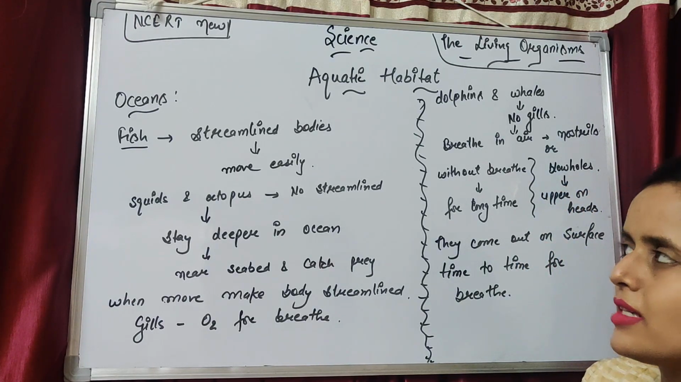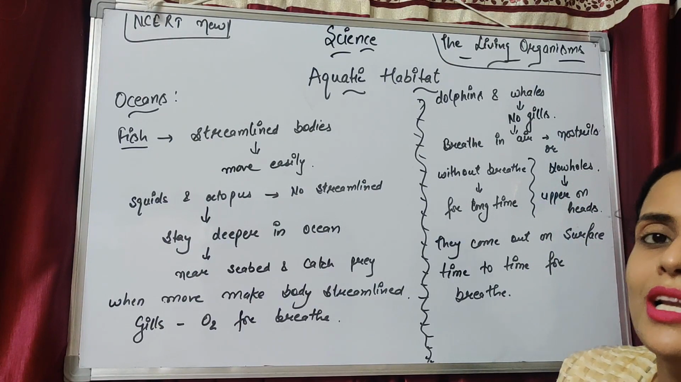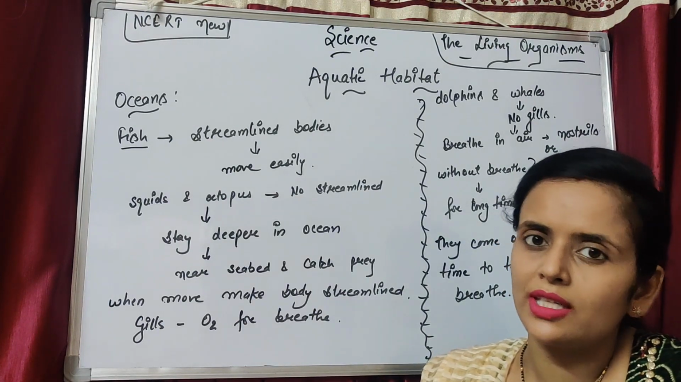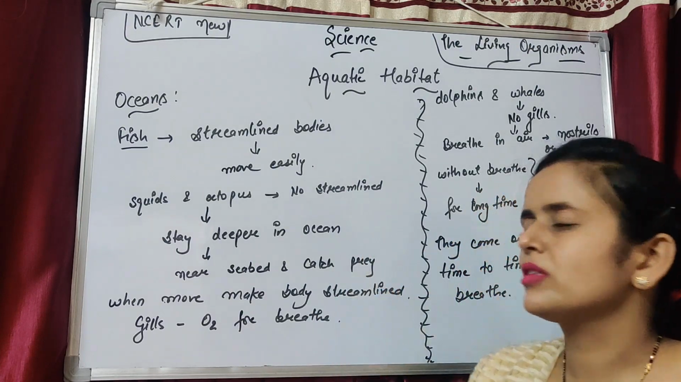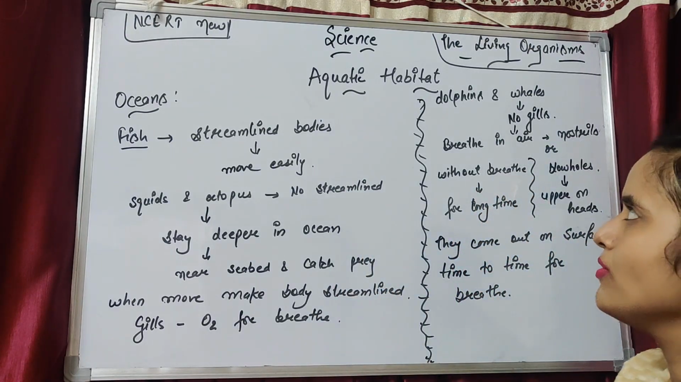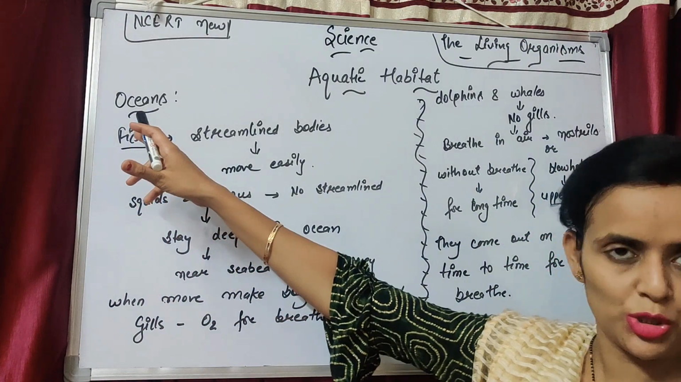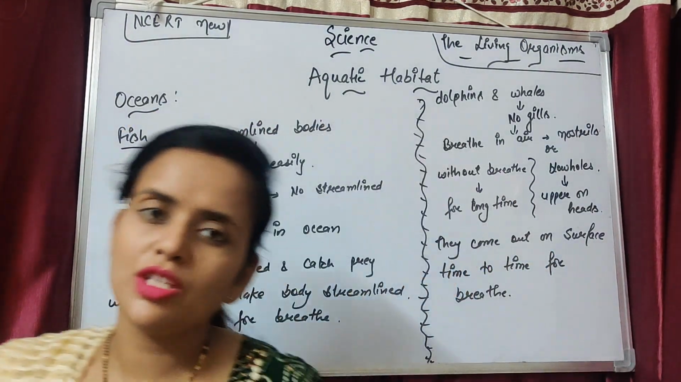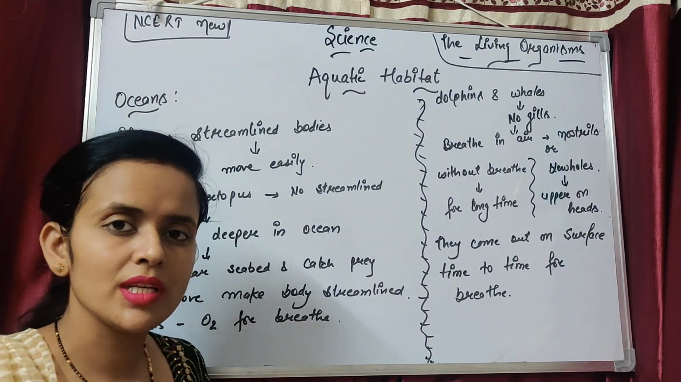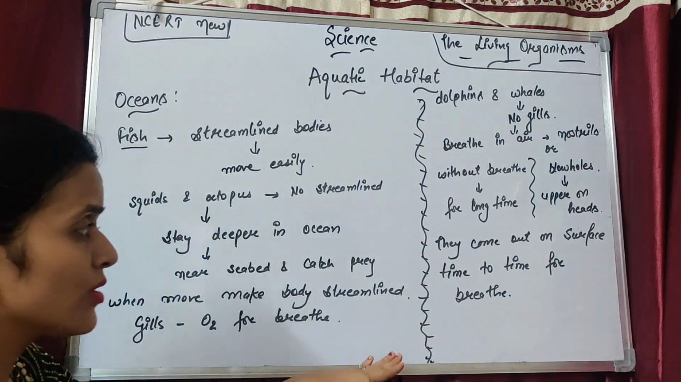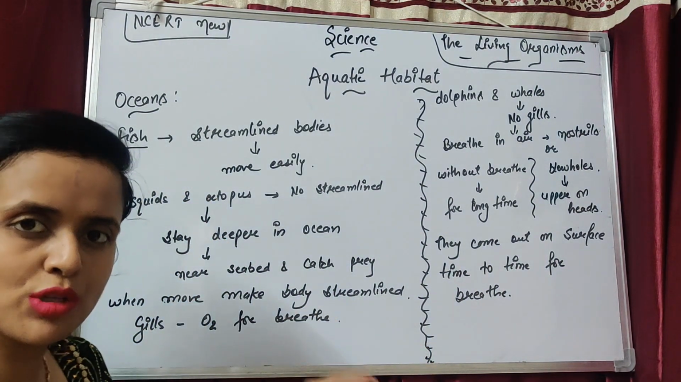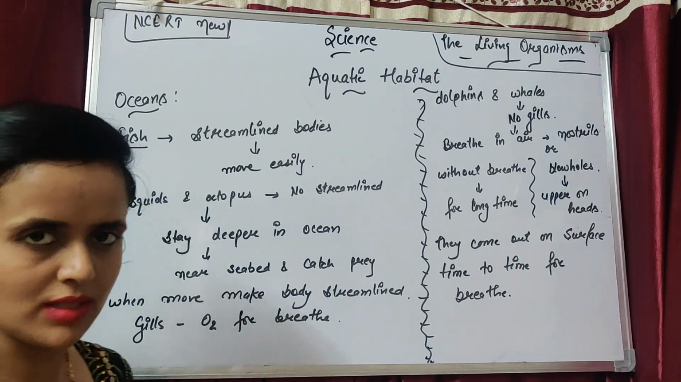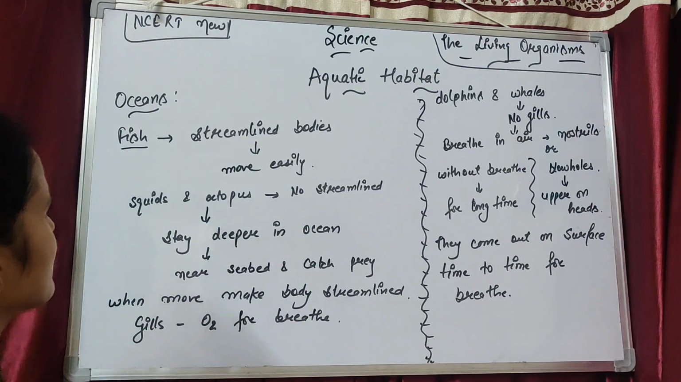There are 2 to 3 parts in aquatic habitat also, like we discussed in terrestrial habitat: grassland, mountain, desert. So in aquatic also there are 2 to 3 types of aquatic habitat. Firstly is ocean. We will discuss each and everything in detail, so don't worry. Just focus here. Listen to me and keep your eyes on the blackboard at each and every short note I am writing on the blackboard only for you. Okay, shall we start?